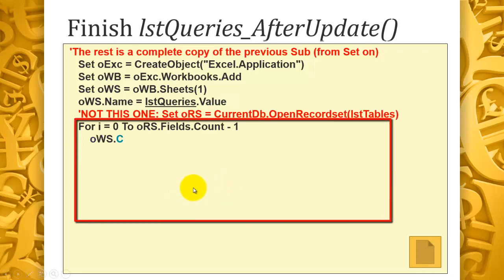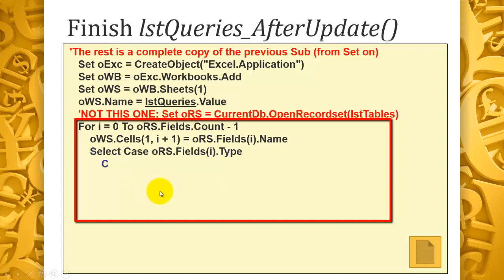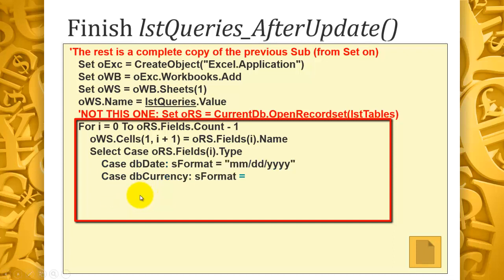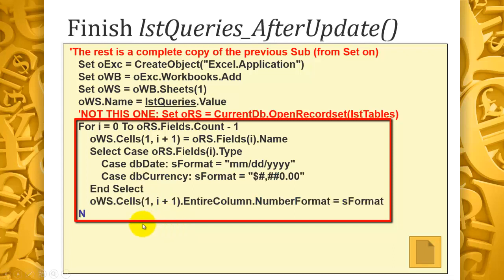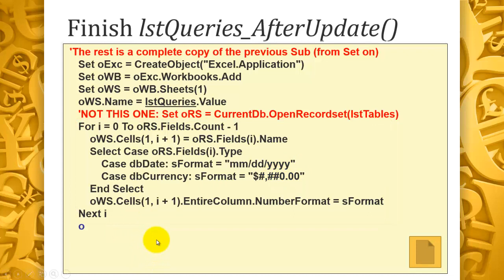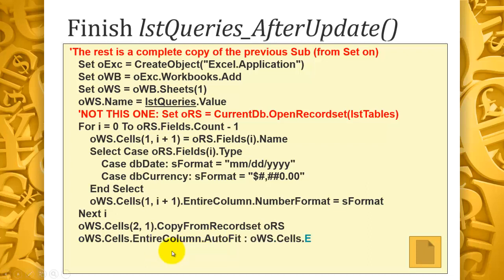We look for all the fields again. We put some labels on top. We do again some nice formatting. If it's a date, we format that nicely in Excel, otherwise close the select case and stop. We determine the number formats according to S format. Close the loop. Copy from the record set again, starting in A2. Make sure that you auto fit the entire row and the entire columns. Make Excel visible so you can see the results.